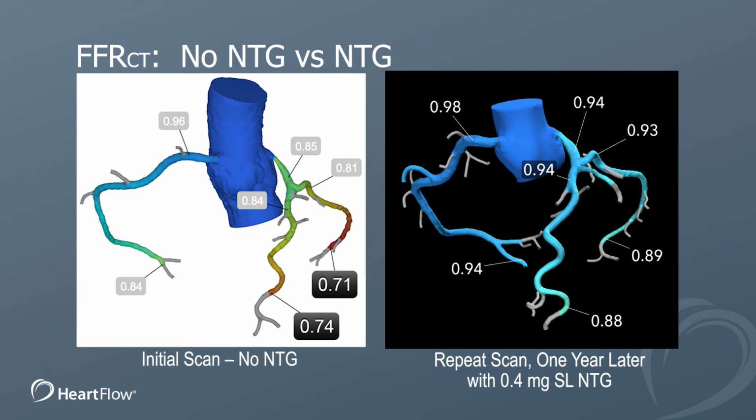In a year previous, they received no nitroglycerin with small caliber vessels, and you can see the FFR values. On the following scan, a different year, they received nitrates, and you can see more branches and larger caliber vessels. And in this case, you can see how much of a difference it had on the FFR computations.